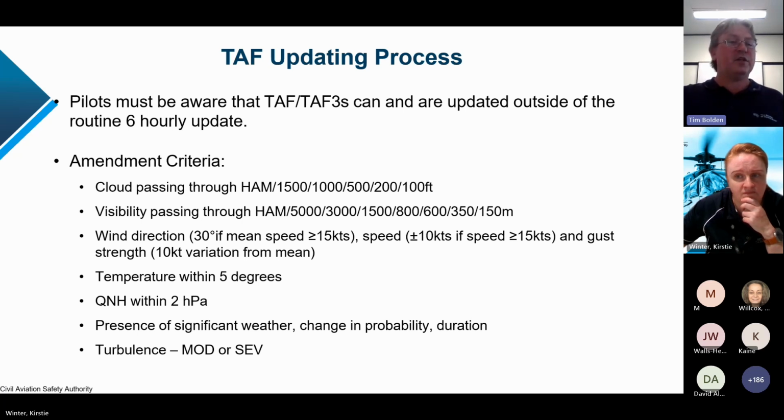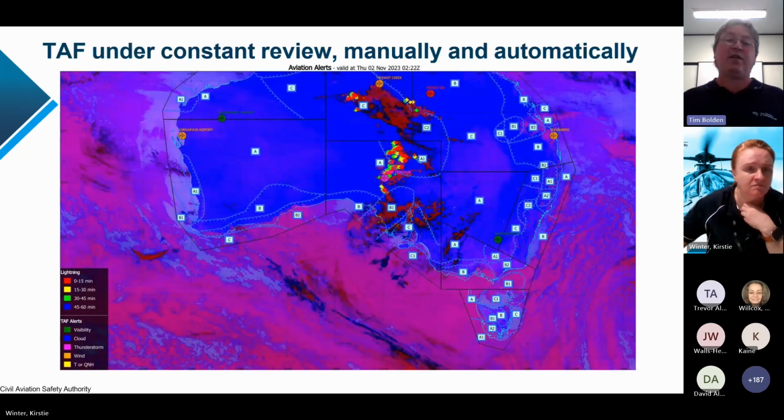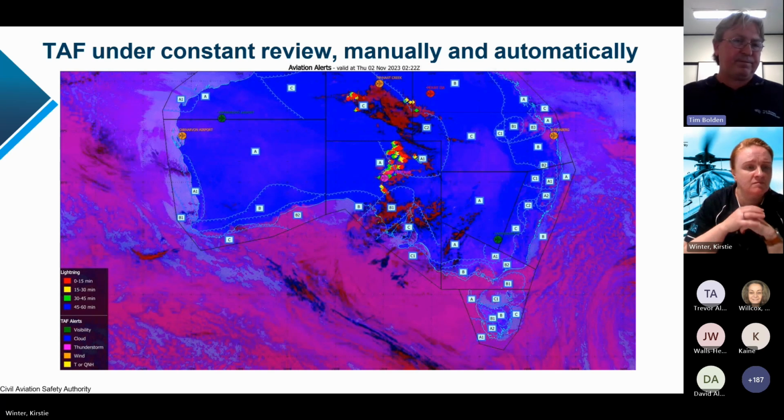We have wind direction, temperature, QNH, and significant weather criteria, and also turbulence. Any increase from slight to moderate to severe will require an amendment, though an easing will require an amendment down 2 slots. So yes, severe to slight would require an amendment.